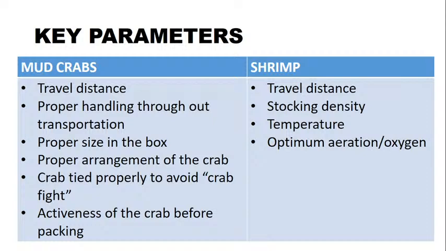Okay, lastly, this is the summary for the key parameters that you need to take note of when transporting live seafood. For the mud crab, it is the travel distance, proper handling throughout the transportation from the supplier, from the aeroplane, and after receiving, the proper size in the box, and proper arrangement of the crab. The crab should be tied properly and you have to make sure that the crab is active when packing for the customer.